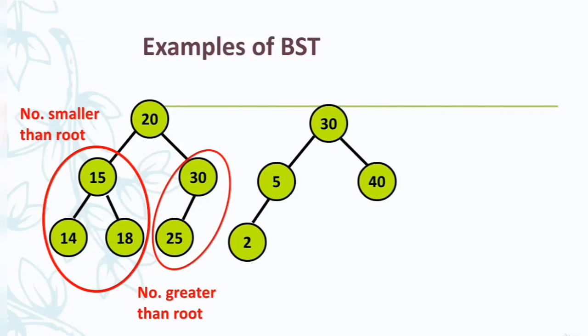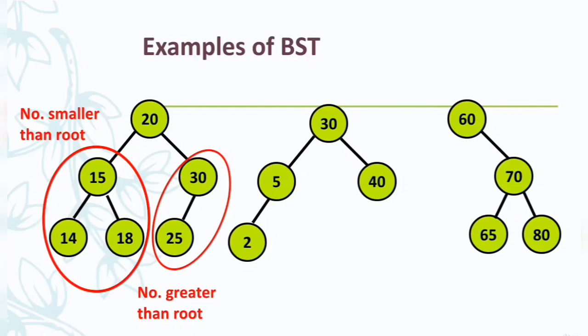Again, this is an example of BST. If we consider the root node 30, then 5 is smaller than 30 and hence it is placed in the left part. Again, 2 is smaller than 5, so it is placed in the left part of 5. This is one more example of BST. In this case, all the elements 70, 65 and 80 are greater than the root node, that is 60, and hence they are put on the right side of the tree. So these are all the examples of BST.